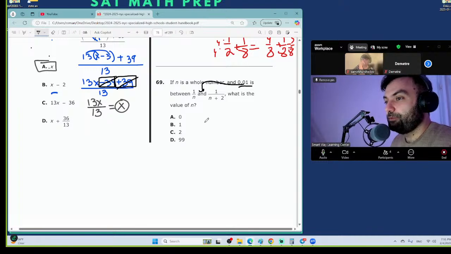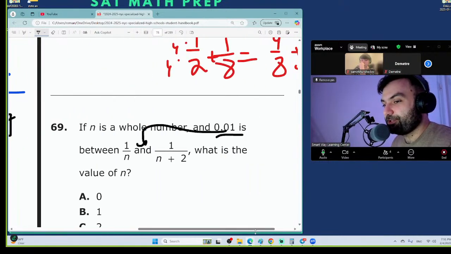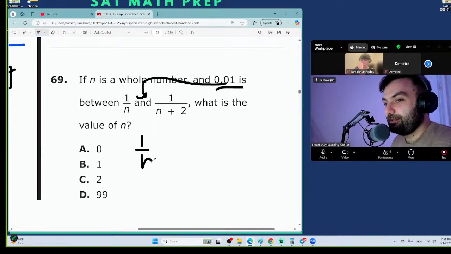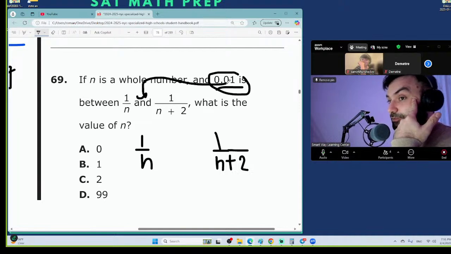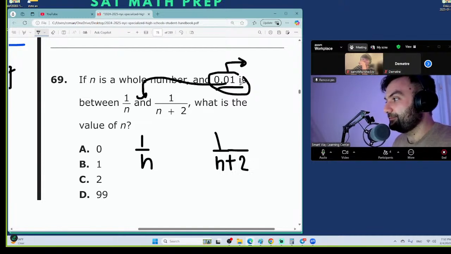So look at this, Dmitry. Both of them are fractions, right? 1 over n and 1 over n plus 2. Both of them are fractions, although the number that they want us to put in between is a decimal. So naturally, I want to make this into a fraction, from a decimal to a fraction, and see what it is. So what is the fraction? Is 0.01. What is it?